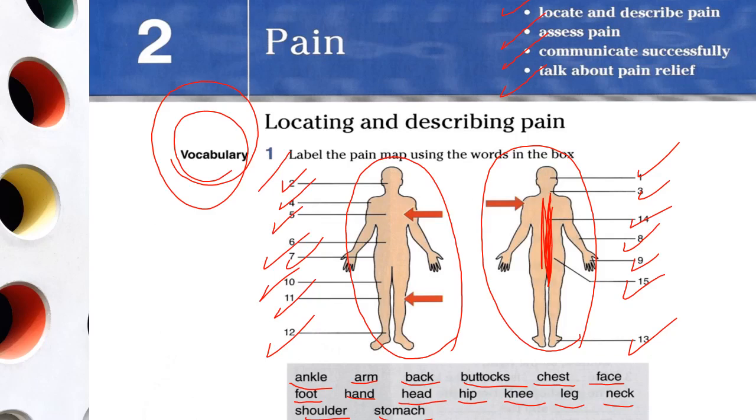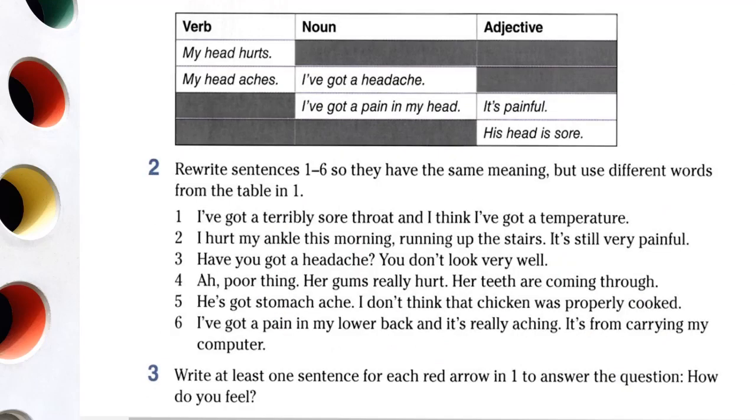We have to know very well the name of each part of the human body in order to be able to locate pain and to use these names in our upcoming conversations about pain. So let's move on. Okay, this is exercise number 2, and this exercise wants you to learn how to talk about pain in different ways.